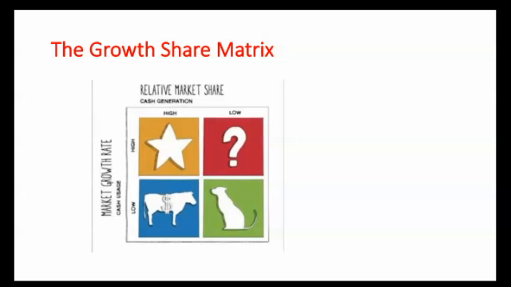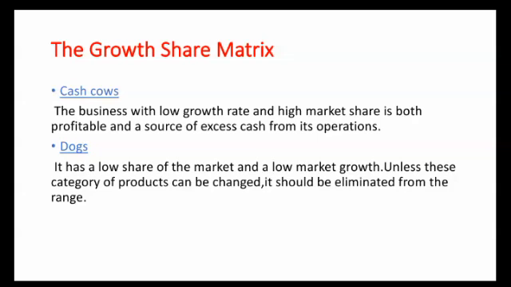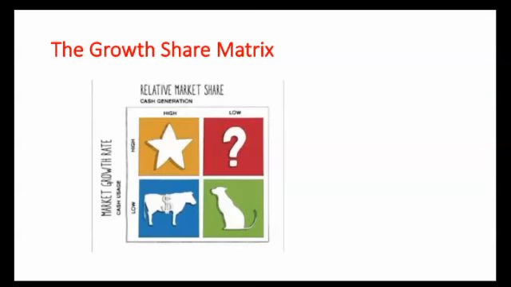They may provide synergies for other brands or SBUs, or simply act as a defense to counter competitors' moves. Therefore, it is always important to perform a deeper analysis of each brand or SBU to make sure whether they are worth investing in or have to be divested. And the most commonly used strategic choices are retrenchment and liquidation. So, dogs have a low share of market and low market growth. Unless this category of product can be changed, it should be eliminated from the product range. That will be a better decision. So, this is about the growth share metrics.